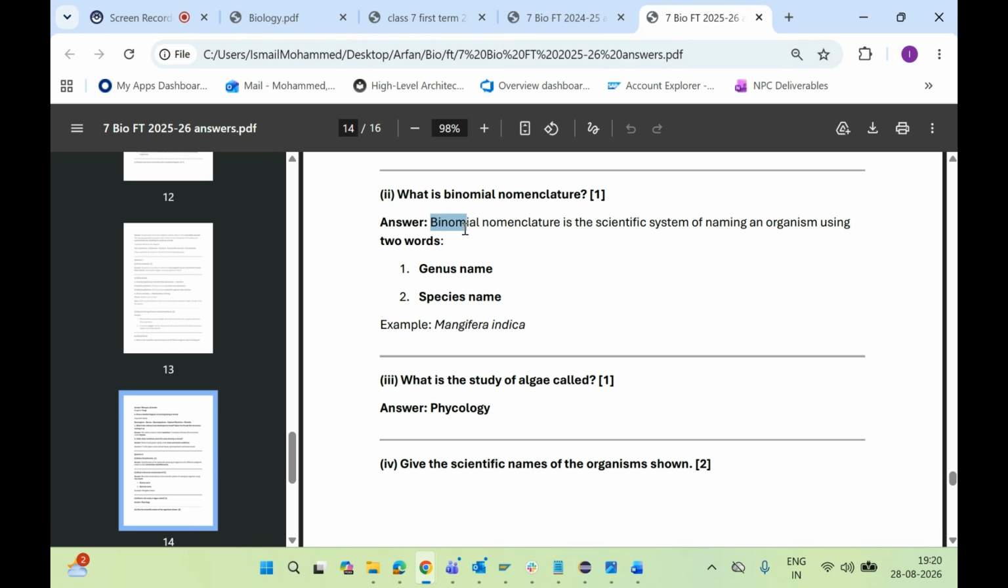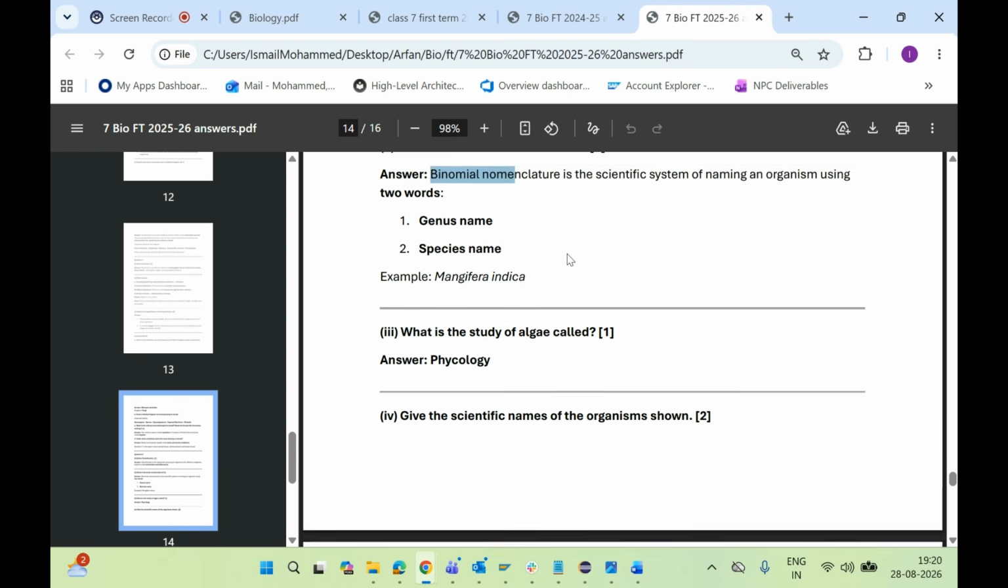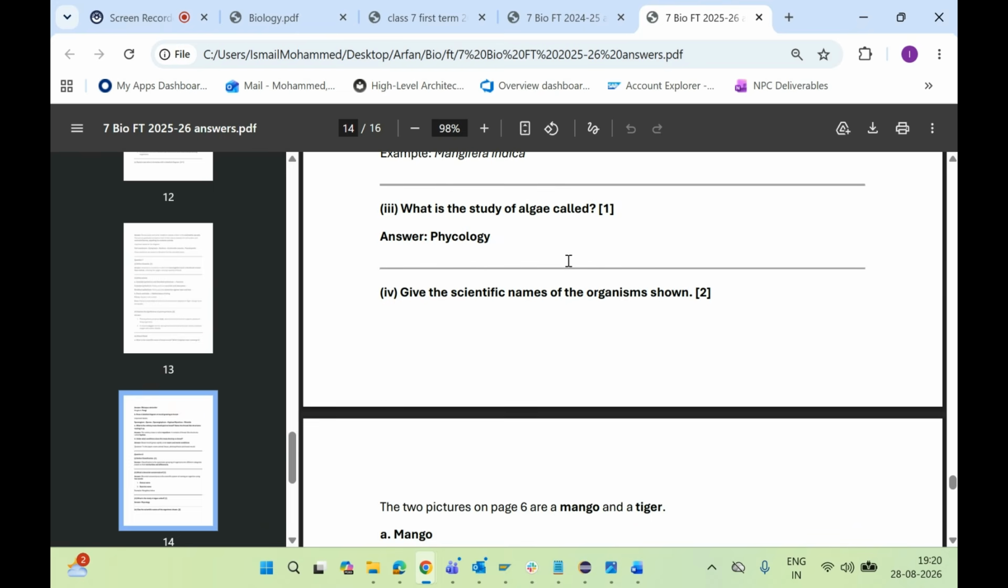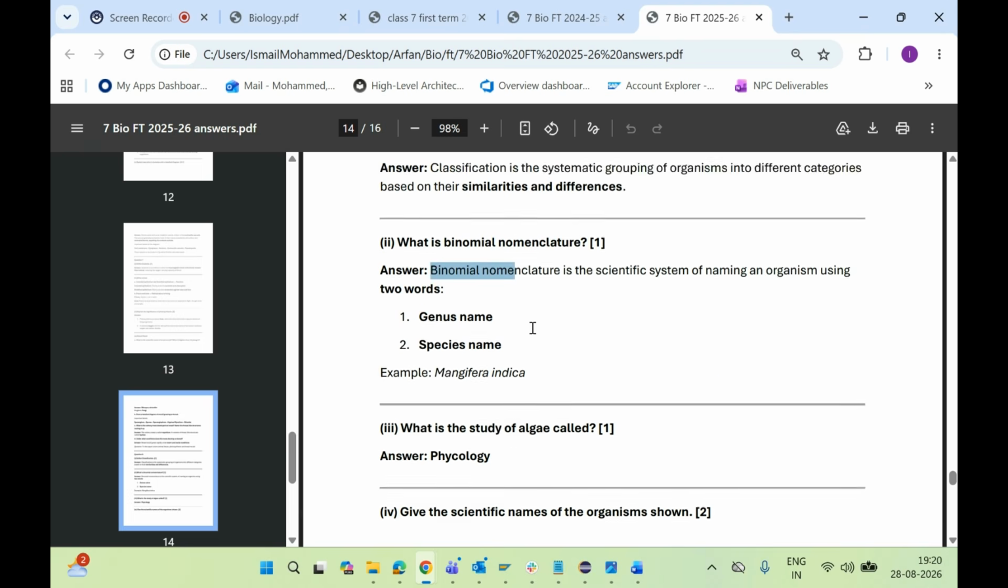And binomial nomenclature. Bi means two, nomen means name, two names. Every organism is given a scientific name having two names. The first name is the generic name, and the second one is the specific name. For example, frog is called Rana tigrina. Tiger is called Panthera tigris. Humans are called Homo sapiens. What is dog called? Canis familiaris. So every living organism, whether it's a plant or animal, is given two separate names. One is generic, and then there is a specific. That kind of naming is called binomial nomenclature, or scientific naming of living organisms.